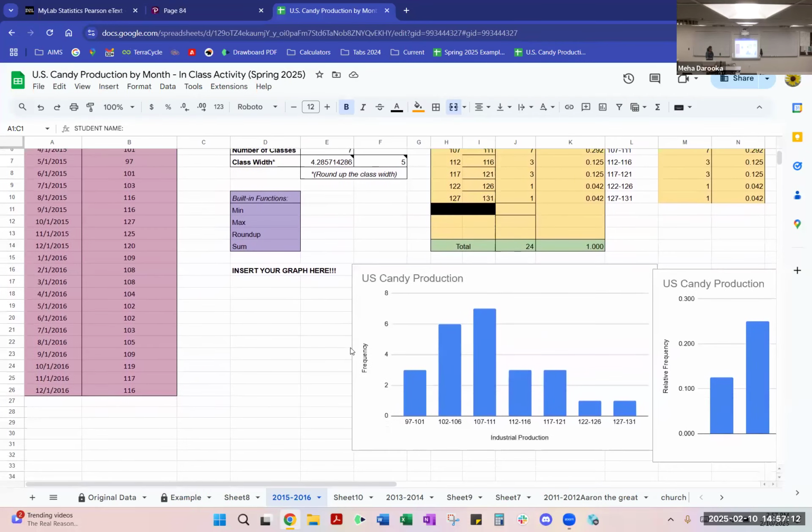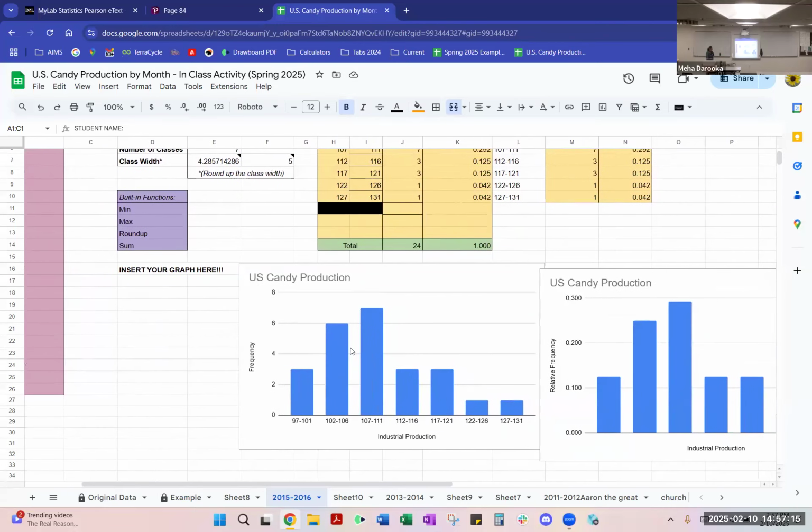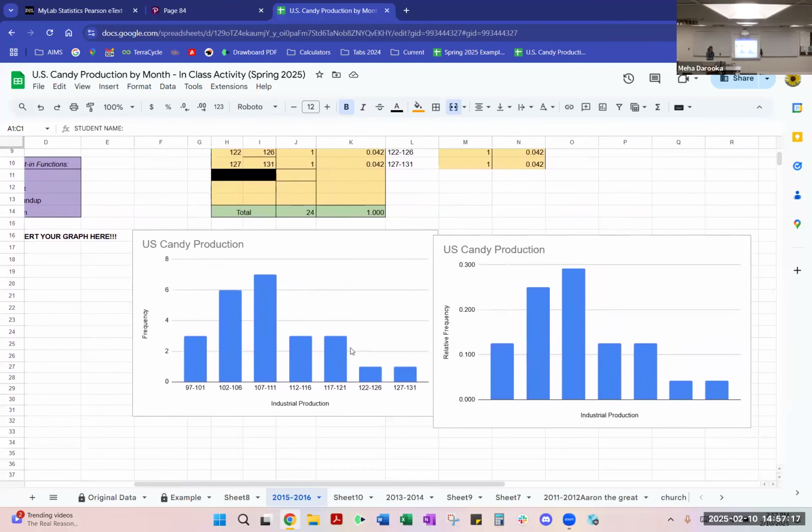2015, 2016 was Cameron's data. This one I would argue is more skewed to the right, right? We can see most of the data is on the left and it's kind of got that little bit of a tail coming to the right-hand side. So we would say this guy is skewed right.